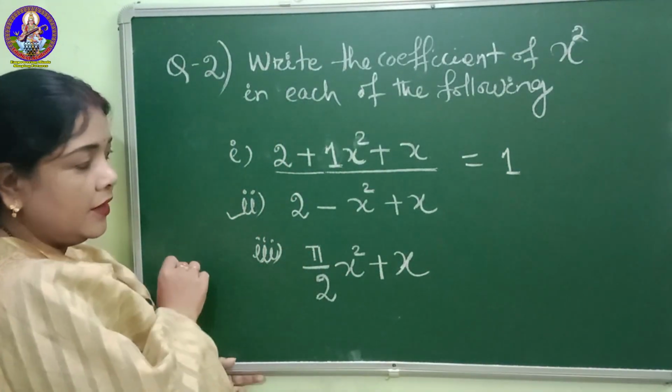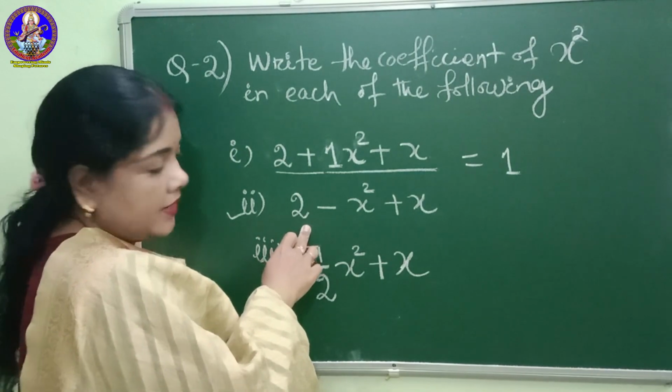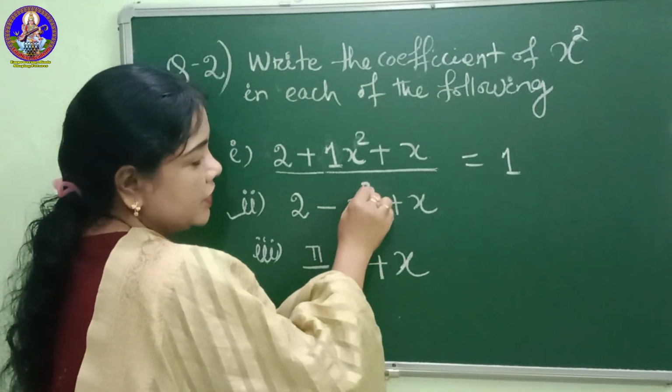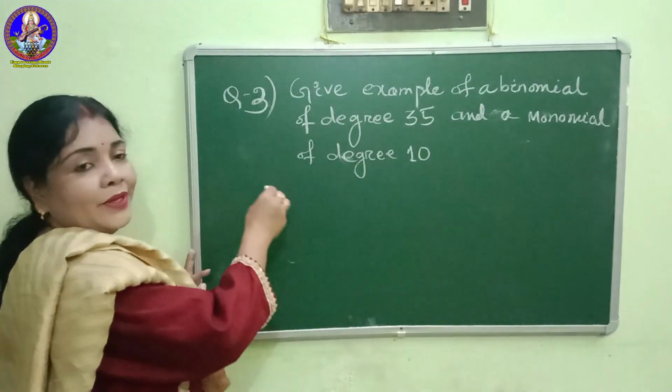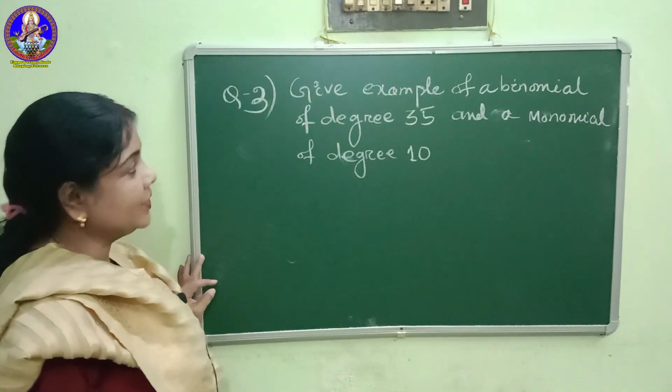Similarly, in the second question, the expression given is 2 minus x square plus. Now let us solve question number 3 from your textbook.